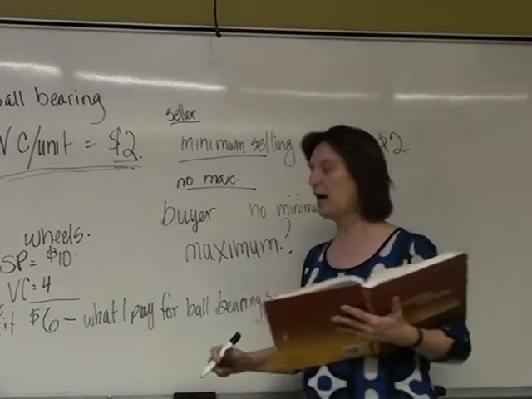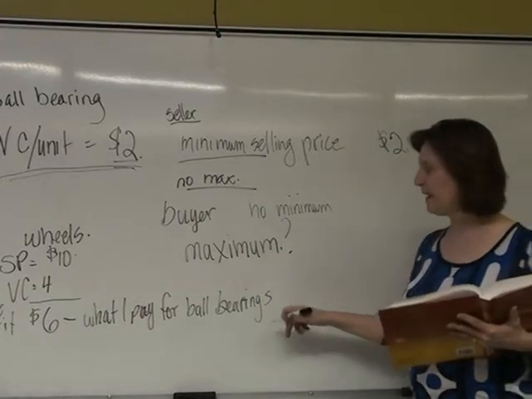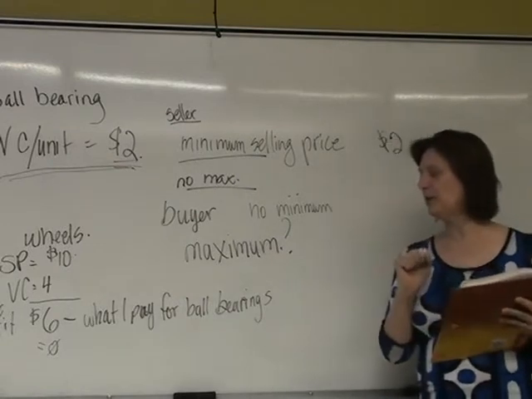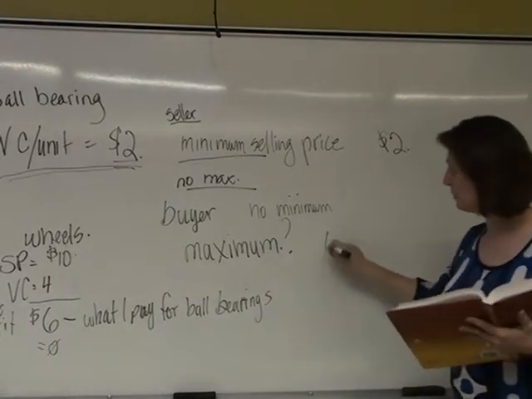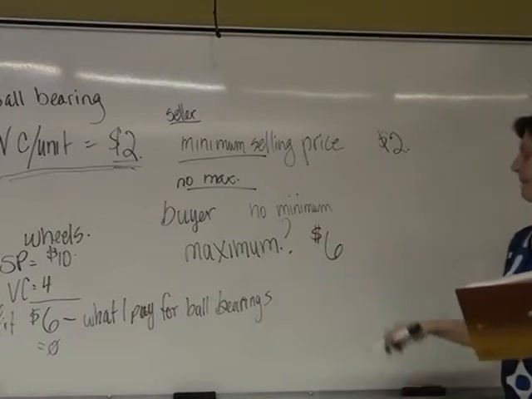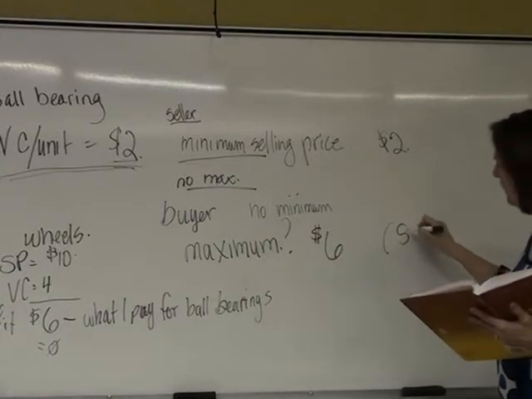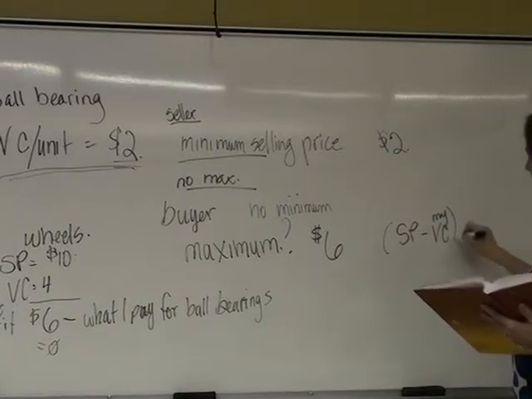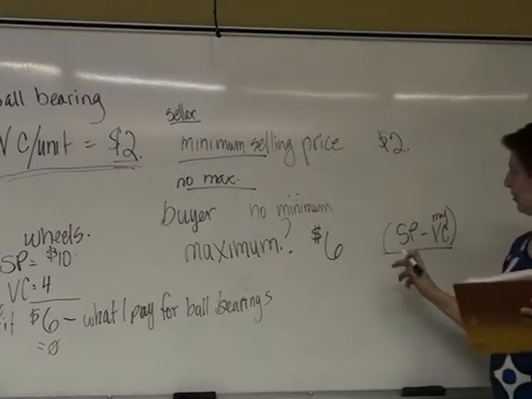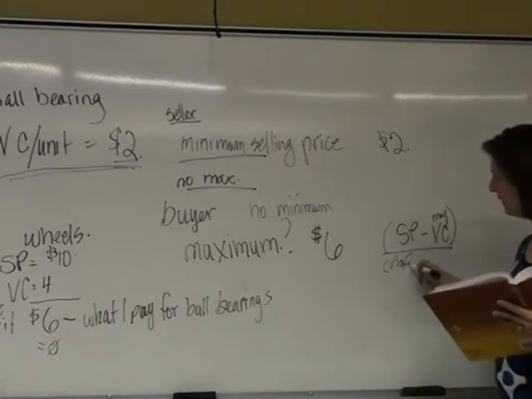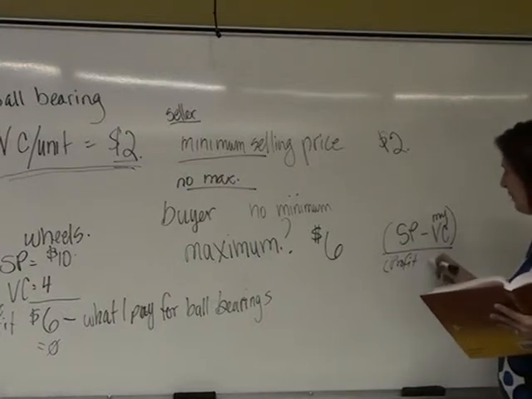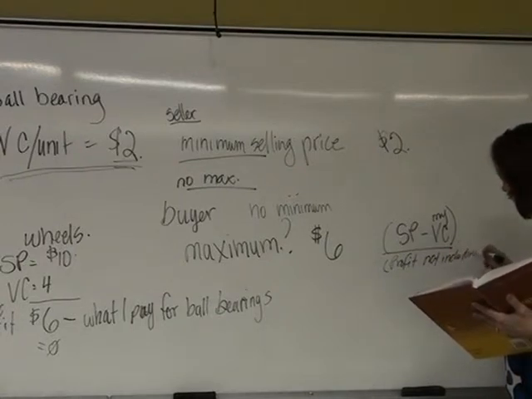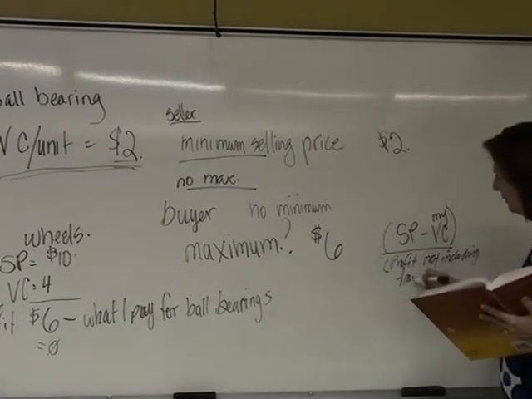So assuming that I will still buy the ball bearings if my profit is equal to 0, what is the most I will pay for the ball bearings? $6. And that is my selling price minus my variable expenses, or my profit without that transferred thing. So profit not including transfer, good.